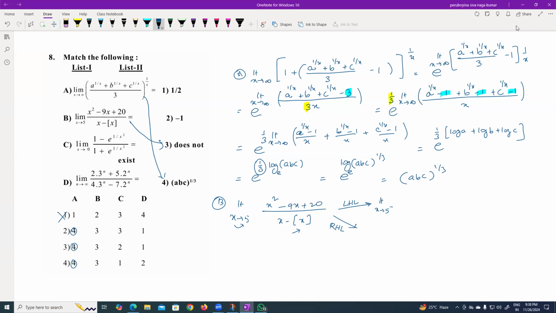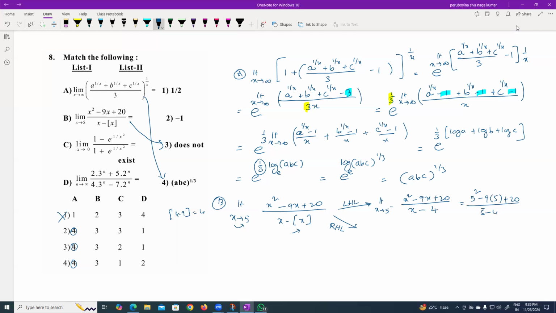And remember, in the place of x, we will substitute 5 only, no other values. Only the step x value will be changed. So x square minus 9x plus 20 divided by x minus, in the place of step x, if x was below 5, for example, you can take 4.9. And what is the step value of 4.9? 4 only. So you can write 4 here. And in the place of x, just write down 5. So 5 square minus 9 into 5 plus 20 divided by 5 minus 4.